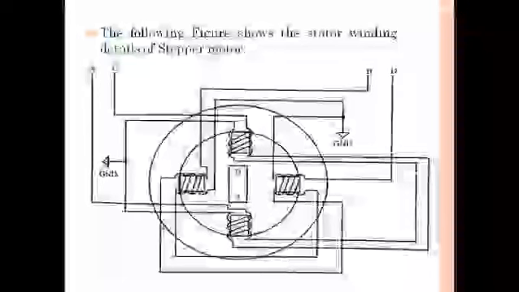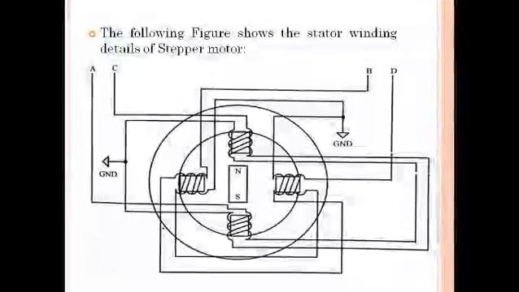The following figure shows the stator winding details of a stepper motor. It contains 4 coils named A, B, C and D here. Energizing a coil winding creates an electromagnetic field with north and south poles here. The stator carries the magnetic field, and the magnetic field can be altered by sequentially energizing or stepping the stator coils, which generates the rotational motion here.